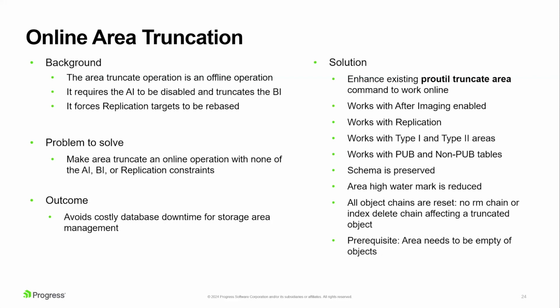Our solution was to enhance the existing ProUtil truncate area command to work online. And we did just that. It works online, it works with after imaging enabled, it works with replication, it works with type 1 and type 2 areas, it works with pub and non-pub tables. The outcome of this command is that the schema is preserved, the area high water mark is reduced, all object chains are reset, so there's no RM chain or index delete chain affecting the truncated object. It does, however, have the prerequisite that the area needs to be empty of objects, which we just did with the previous command.